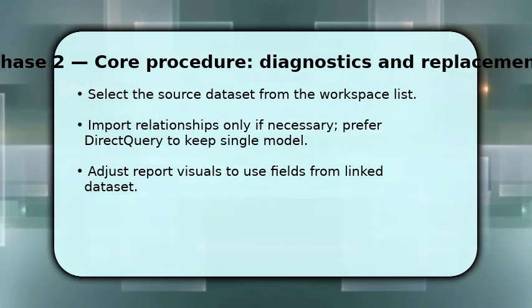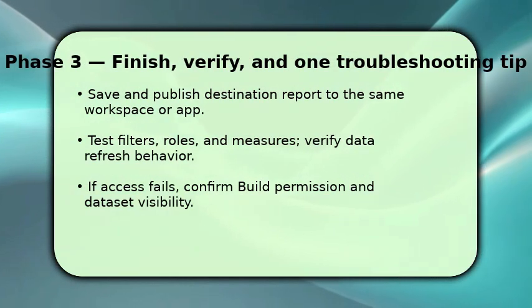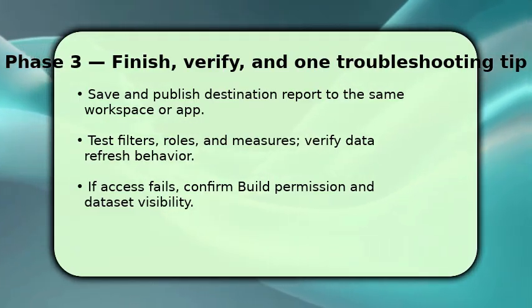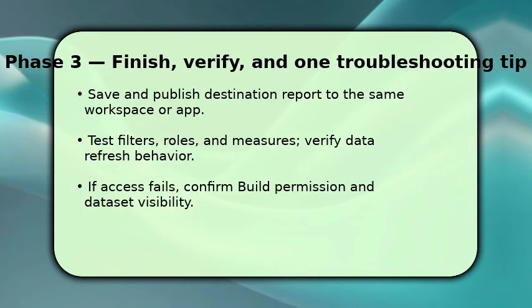To finish, save your destination report and publish it back to the workspace where users expect access. Once published, test slicers, row-level security, and measures to confirm they behave like the source.